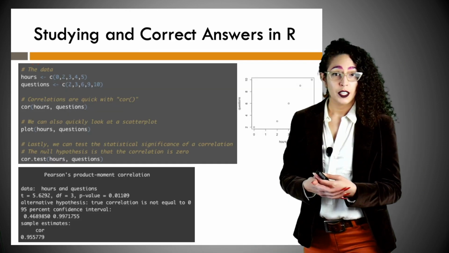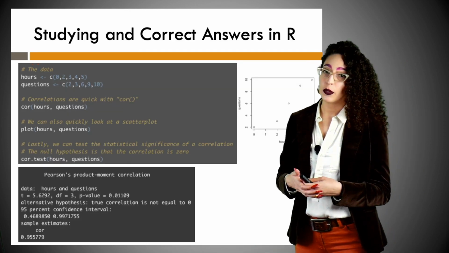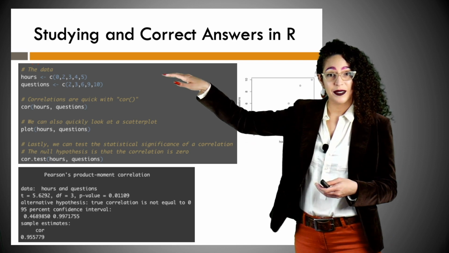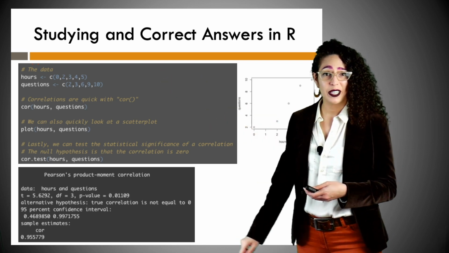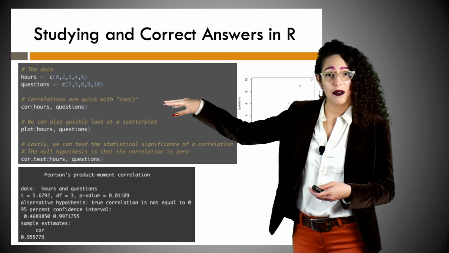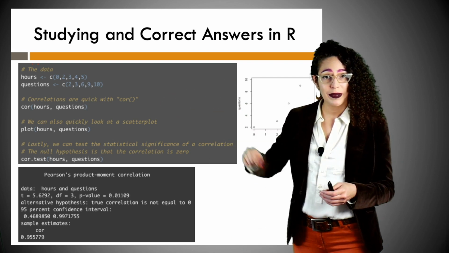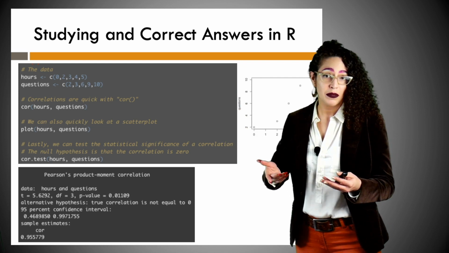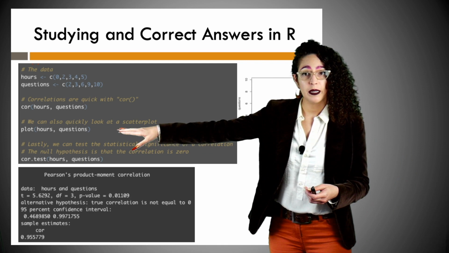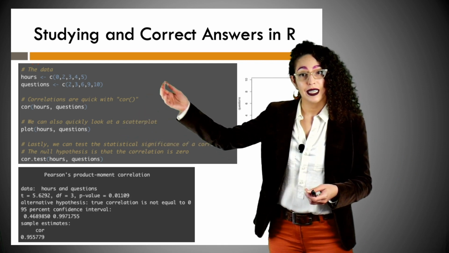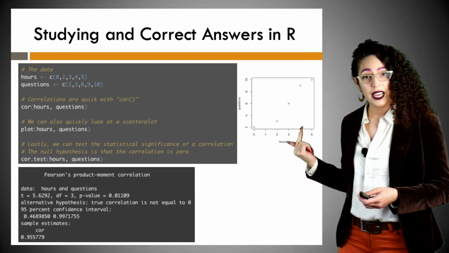Correlation in R. You can do a correlation in R fairly quickly by just putting in your data. Right here, we have the number of hours and the questions. And all we have to do is say, hey R, give me the correlation. And we say cor, parentheses, and we put our data in there. And we get what we got last time, about 0.96.